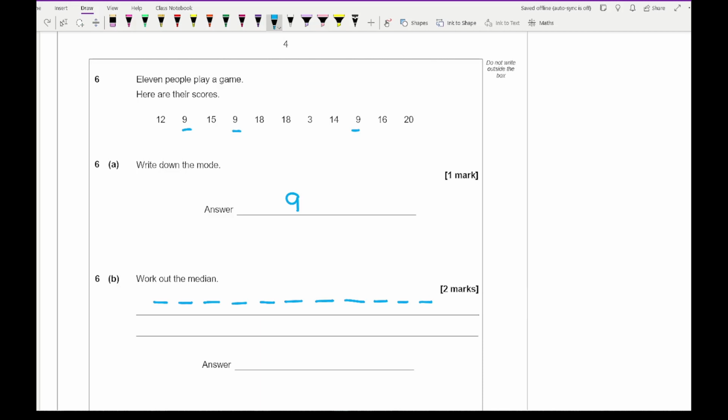So starting with the smallest, I've got 3. And then what you can do is tick off the numbers that you've used so you don't duplicate them, but try not to completely obliterate the numbers because you may need to use them again. Then I've got 3 9s, so let's write those 3 9s. 1, 2, 3, and then my next smallest is 12, then 14, then 15, then 16, and then 2 18s, and then a 20. Now the median is the number that's in the middle, which in this case is 14.